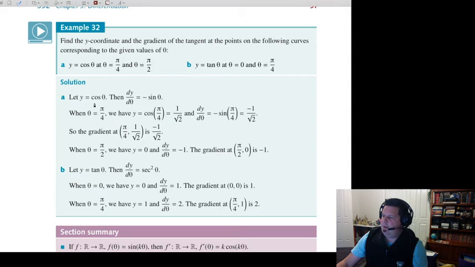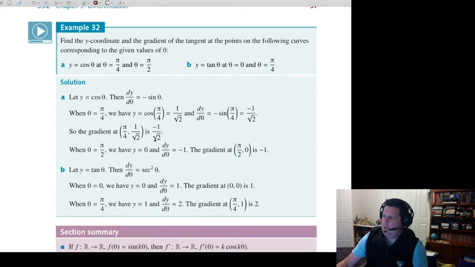So we need to find the derivative of cosine theta. Good news is we are able to easily do that. It's negative sine theta. Once we know the derivative, we substitute in this theta value and find the gradient at that particular point. Negative sine pi on 4 is equal to negative 1 over root 2. So at the point pi on 4, 1 over root 2, the gradient is negative 1 over root 2.